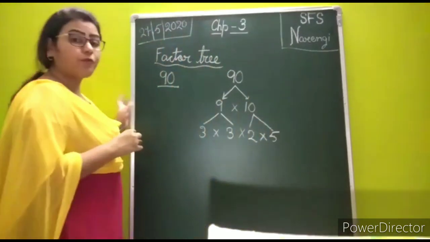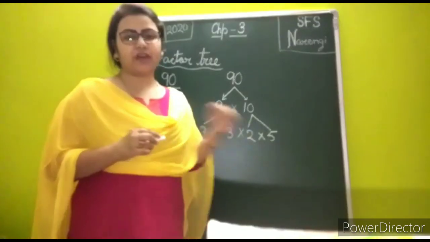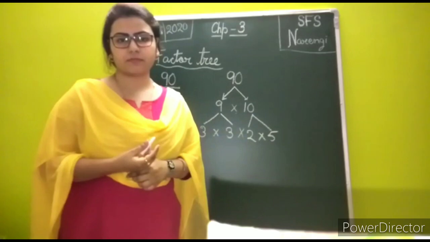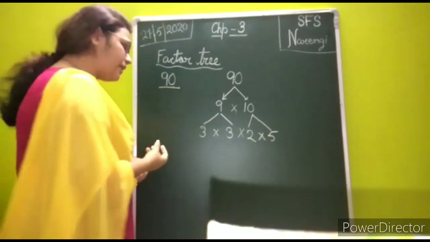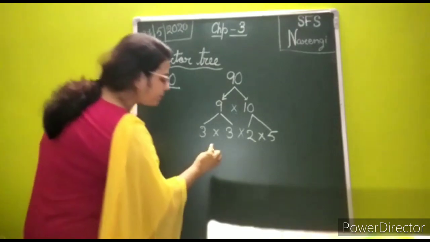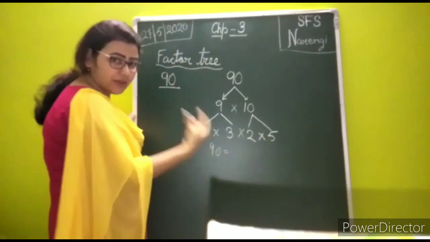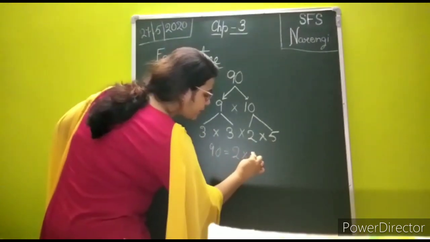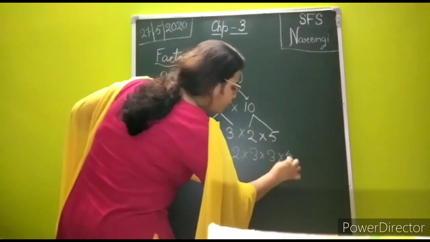Now you see, the four numbers that we have got: 3, 3, 2 and 5. Are all these four factors prime factors or not? Yes, they are. So 90 is equal to, we can just arrange it in ascending order, 2 into 3 into 3 into 5.